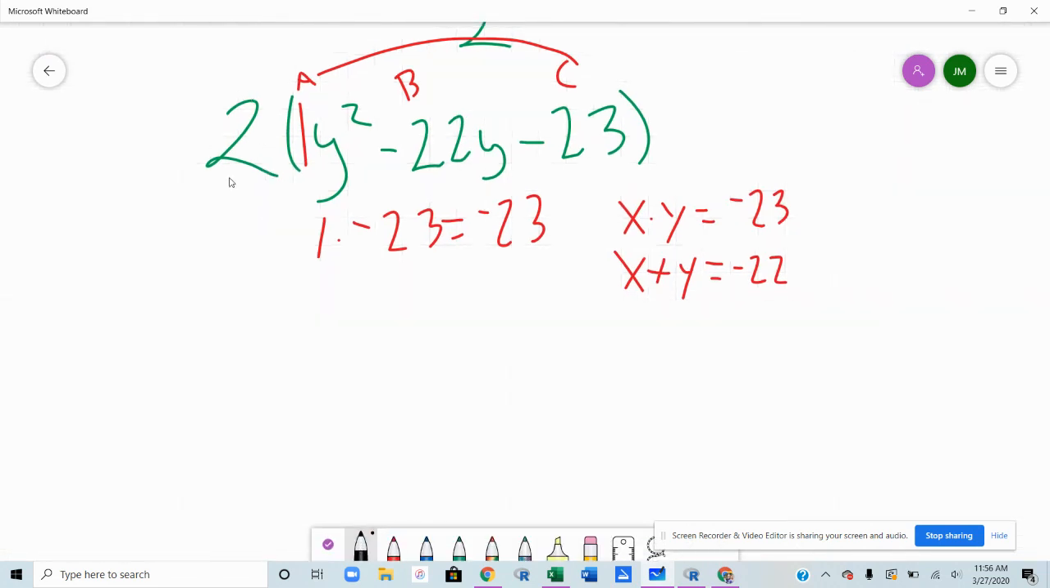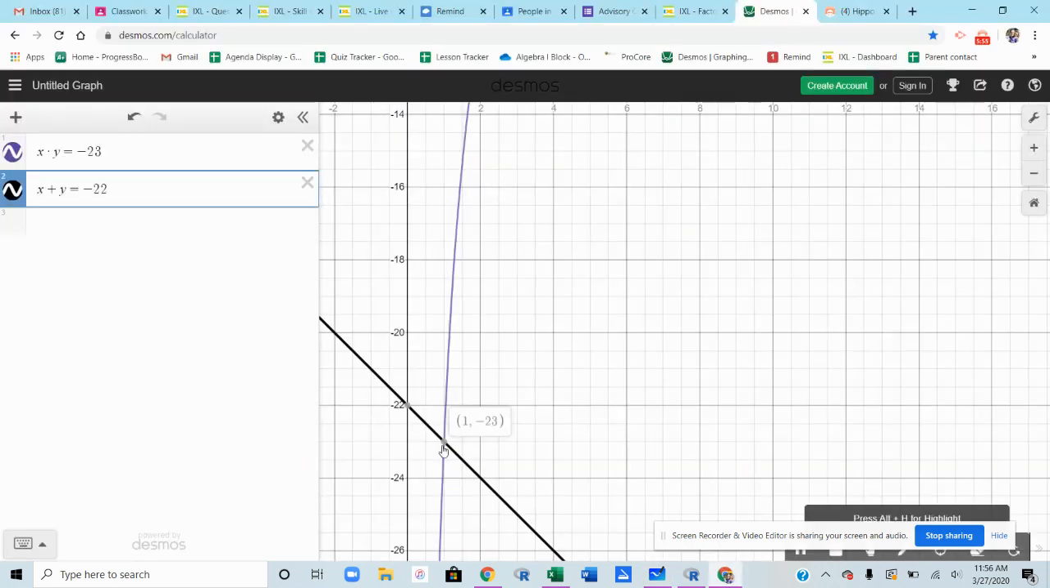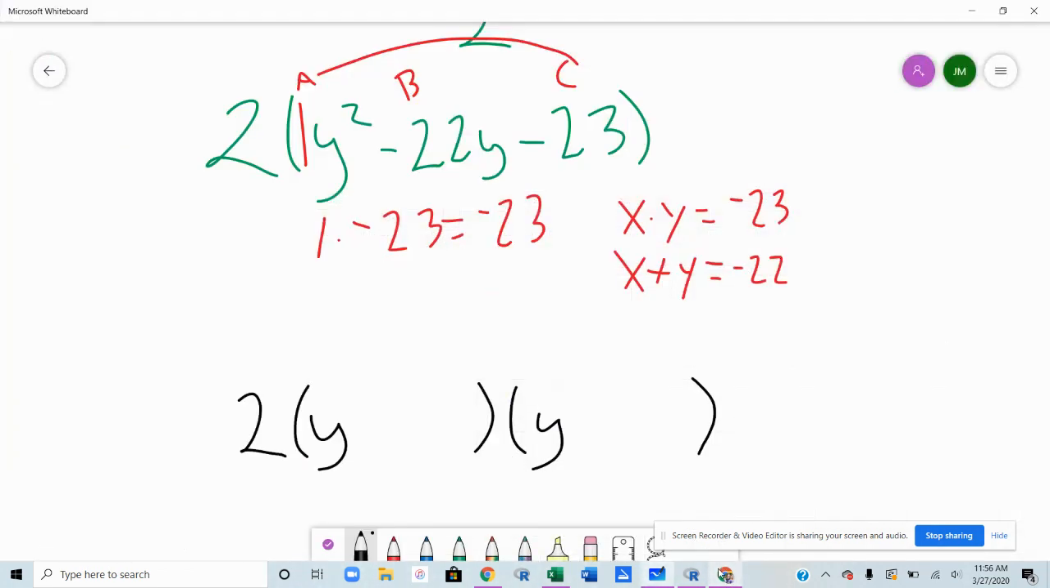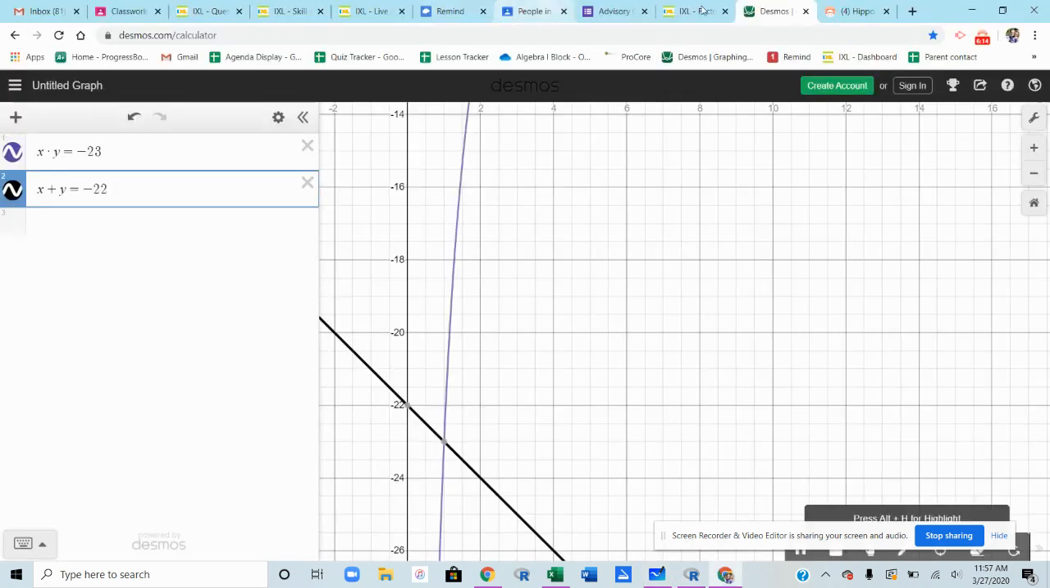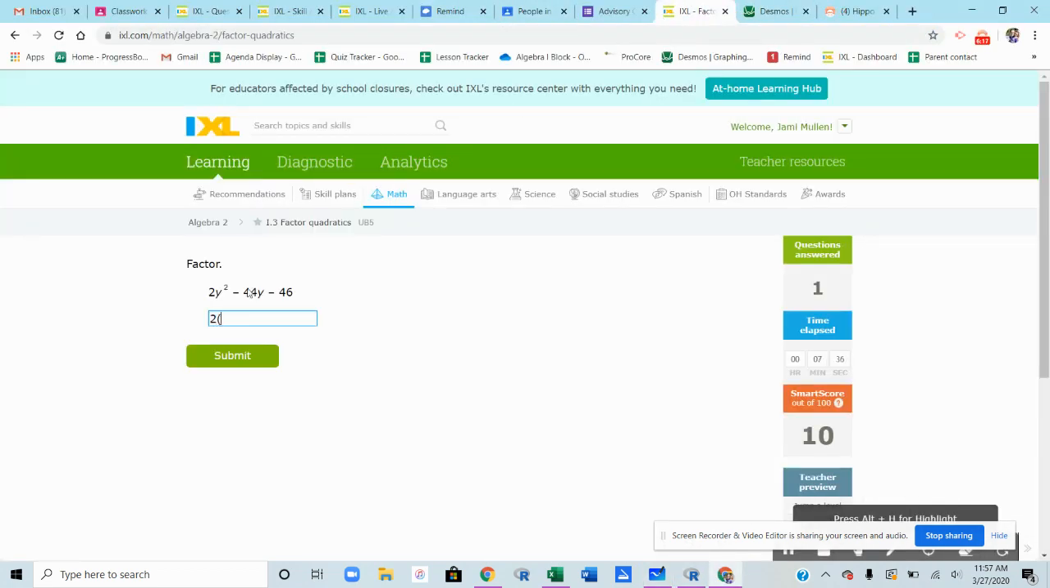Okay, this number stays in front. Then I have two sets of parentheses. Your variable is first in both of them. And then your two numbers you just found on Desmos are second for both of them, positive 1 and negative 23. Then you would divide these numbers by A. In our case A is 1, so it doesn't change anything here. So this is your answer: 2 and then y plus 1 times y minus 23.